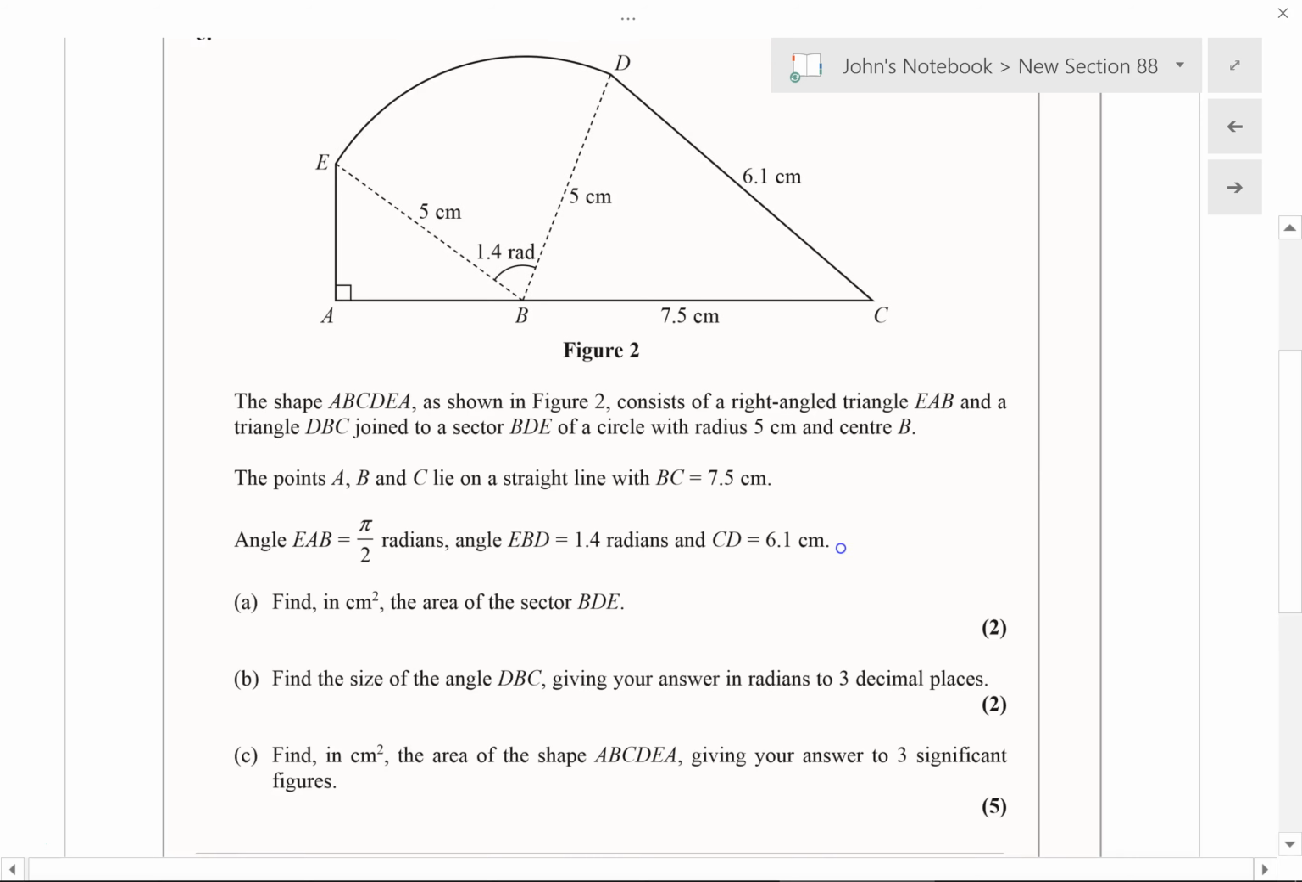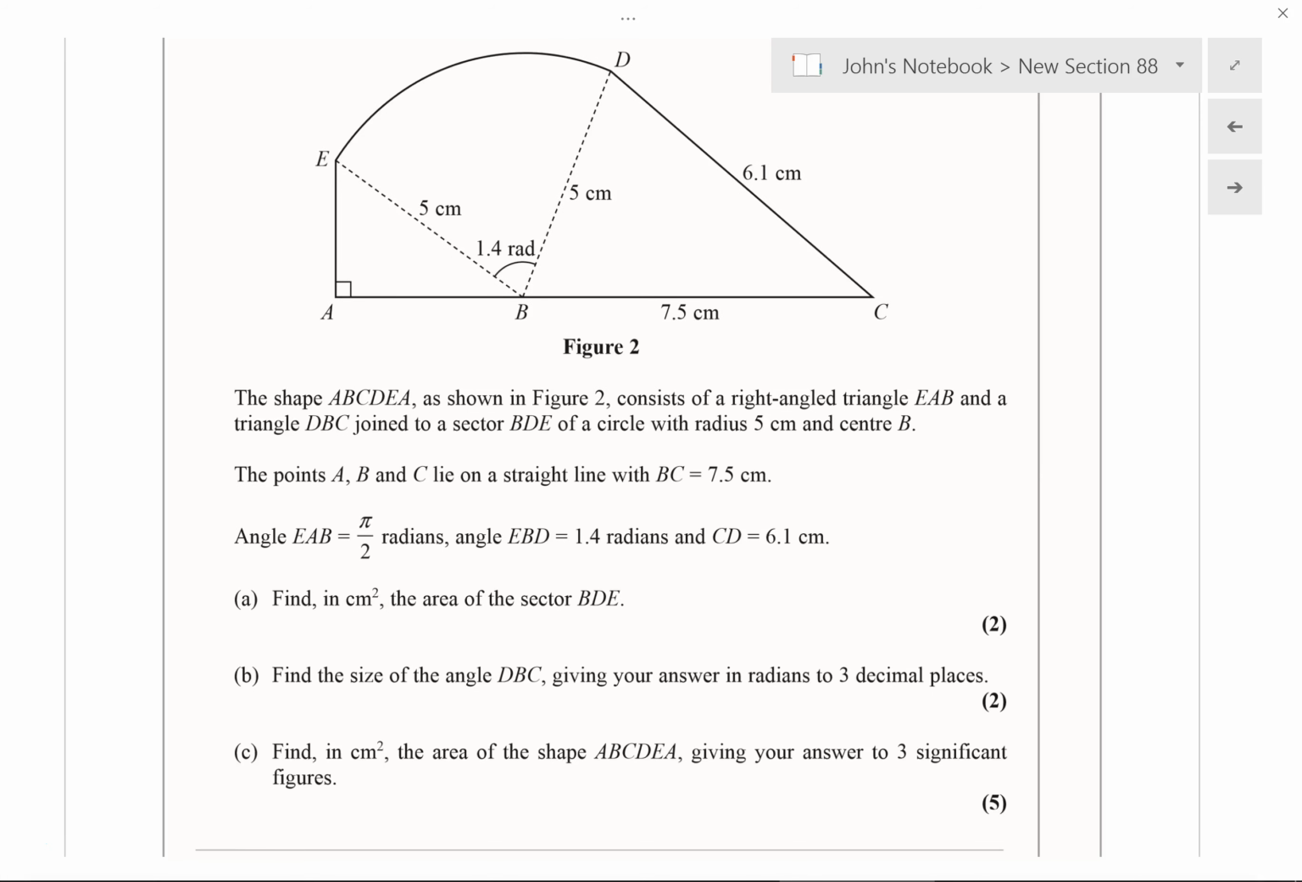Okay, let's have a look at what we've got here. We've got obviously a sector of a circle here and two triangles fixed to its side. And it's telling us that AE and AB, oh, these are right angles. It says it in the diagram and it says it here. And it gives us this angle. Everything's on the diagram as well, it's also stated in words. Okay, find the area of sector BDE.